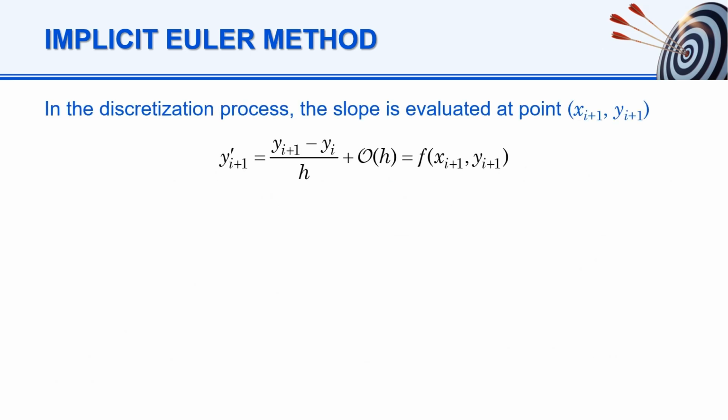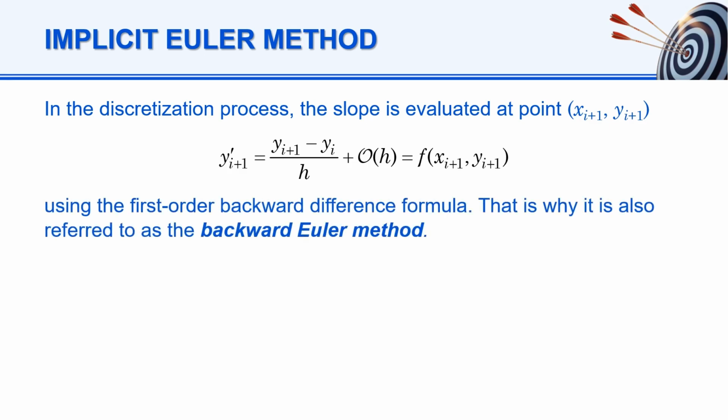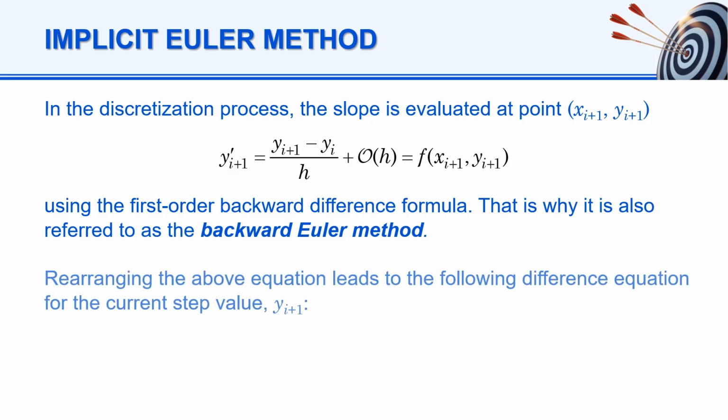In the discretization process, the slope is evaluated at point (x_{i+1}, y_{i+1}), and the first-order backward difference formula is applied for the first derivative. That is why it is also referred to as the backward Euler method. Rearranging the above equation leads to the following difference equation for the current step value, y_{i+1}.